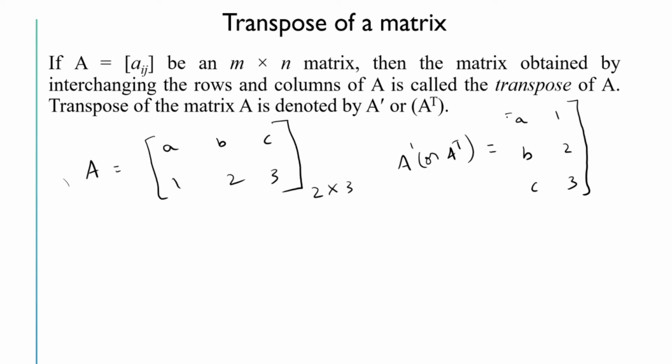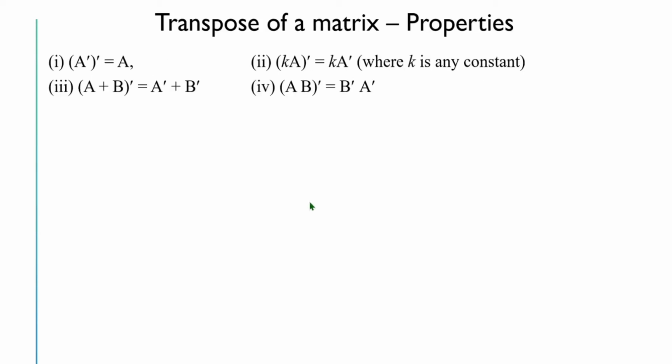Now this matrix will be of order 3 by 2. The given matrix A has got 2 rows and 3 columns. The transpose of A will have 3 rows and 2 columns, obtained by interchanging the rows and columns of A. The rows will become columns and the columns will become rows. Now we will see the properties of transpose of a matrix.